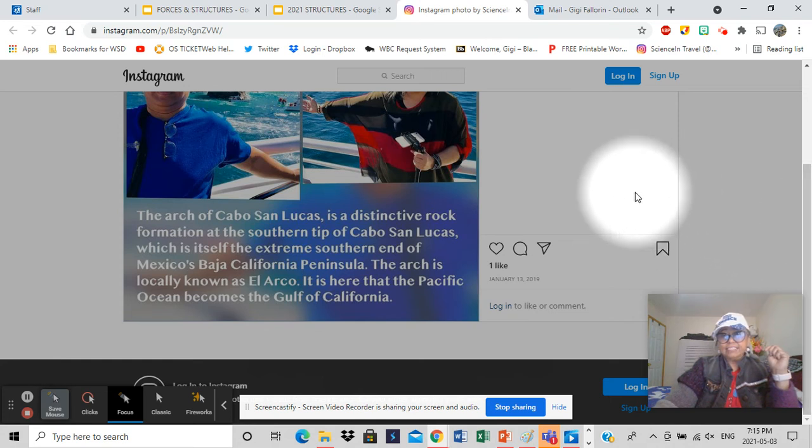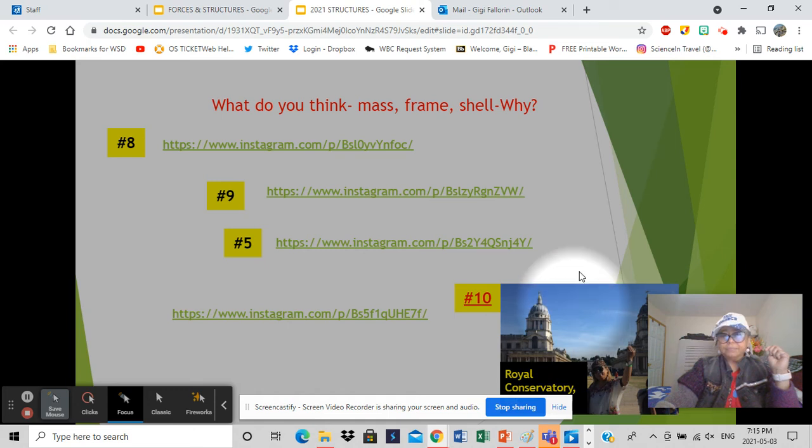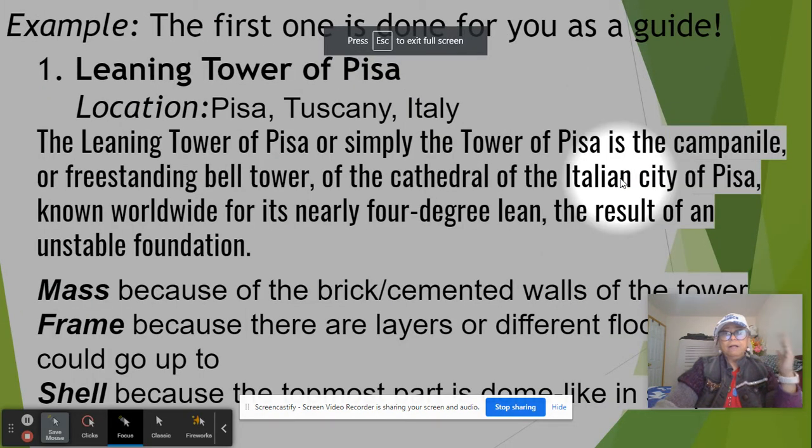Again, a fantastic tourist destination. And of course, the last number would be the Royal Conservatory in Greenwich. And I think I mentioned it. So what makes it really a shell structure? It would be this part. Of course, the various layers or floors can also be classified as frame structures. Okay, so there you go, people.